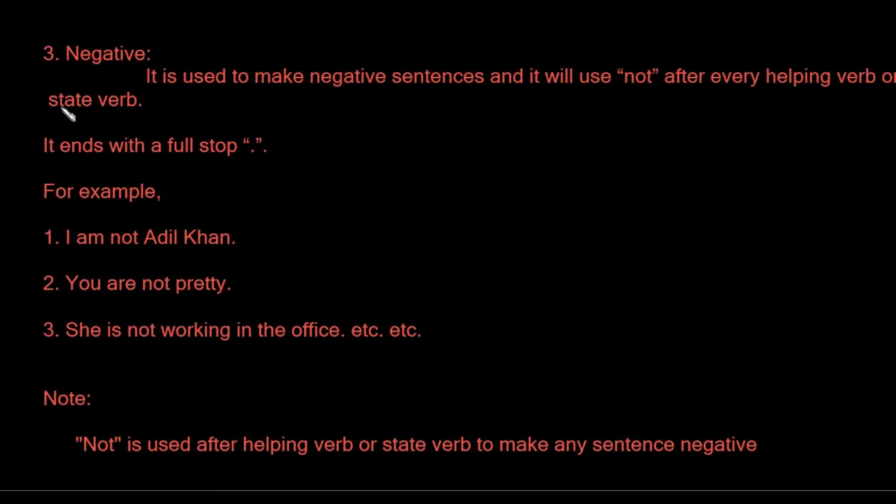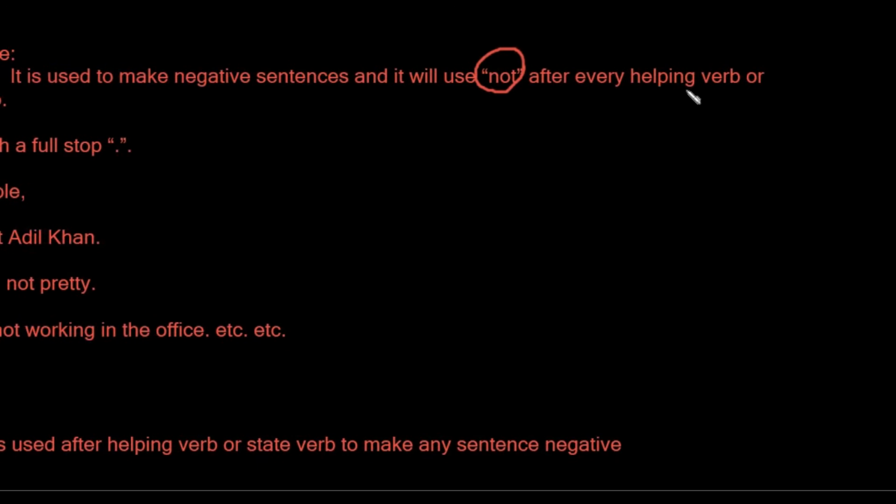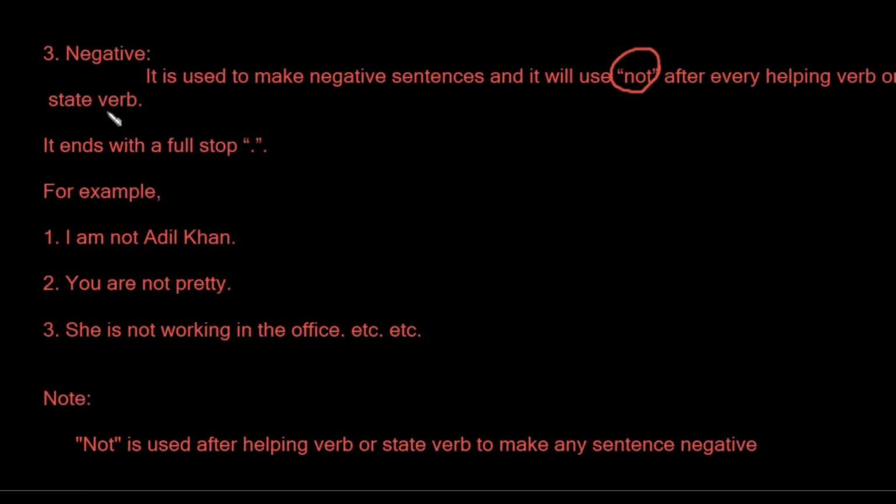Okay, so the third one is negative. It is used to make negative sentences, and it will use not. The main thing, not after what? After every helping verb or stative verb. Helping verbs and every stative verb we will use not. For example, and it ends with a full stop. Okay, it ends with a full stop.